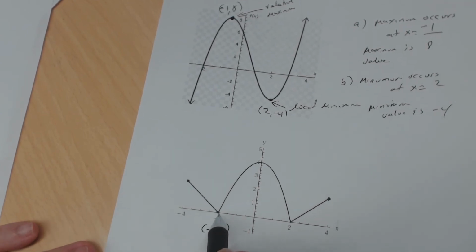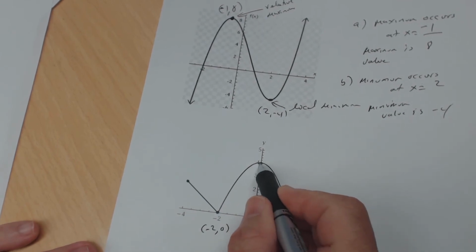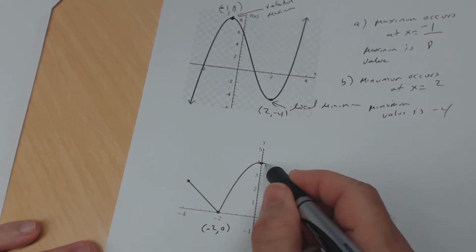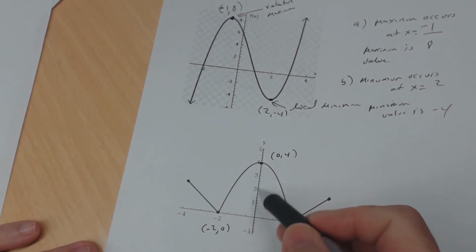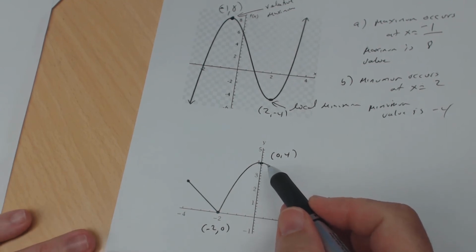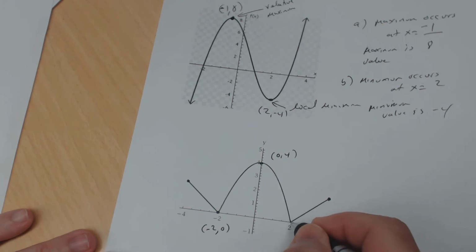Okay, negative 2, 0. Then it increases, and so that's the local minimum. This local maximum is going to be 0, 4. Your x value is 0, your y value is 4. And then decreasing, then it starts increasing. And this right here is a local minimum, so that's 2, 0.